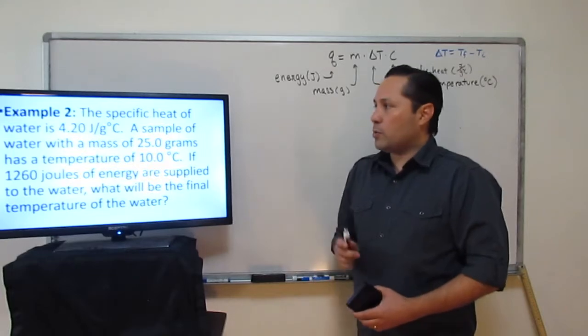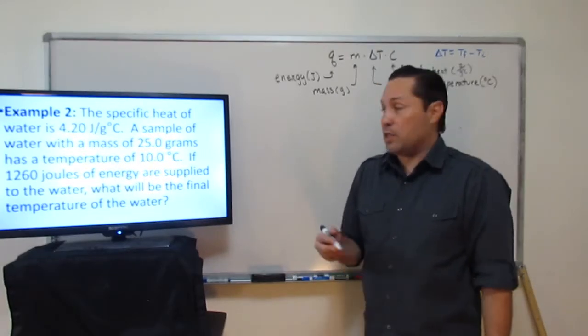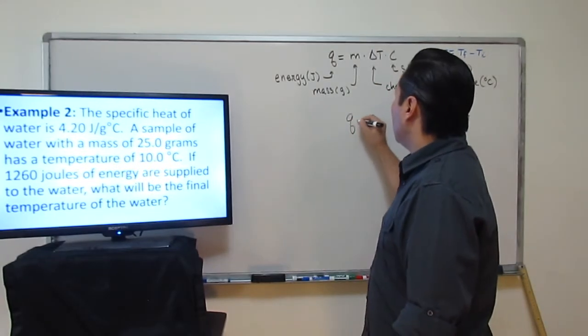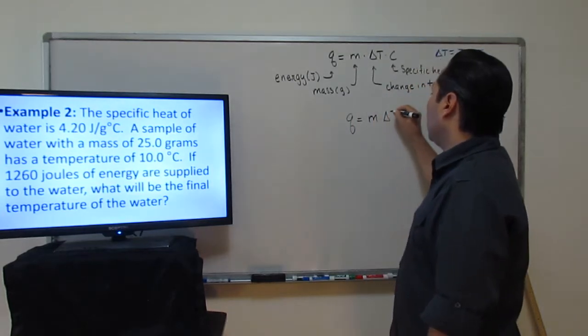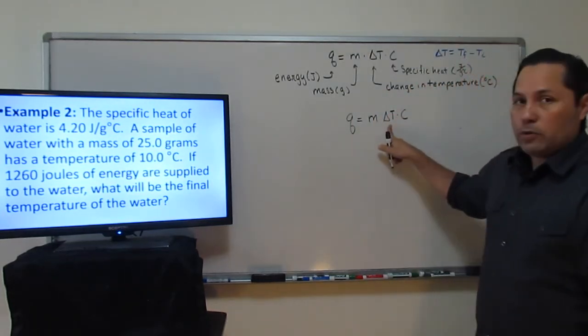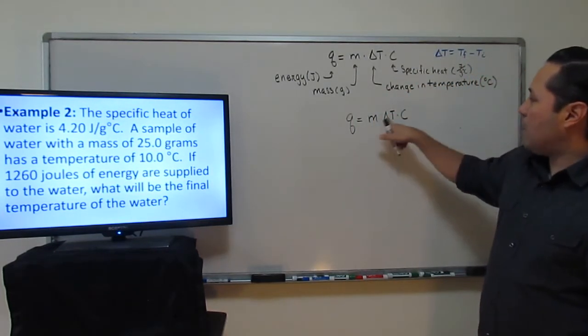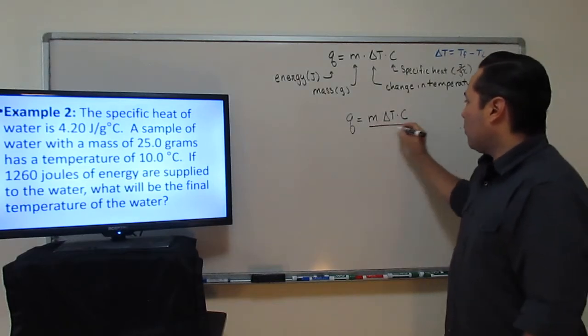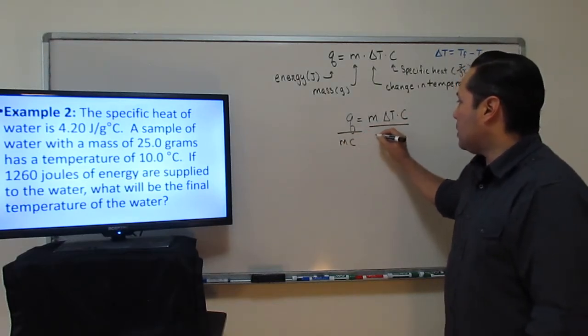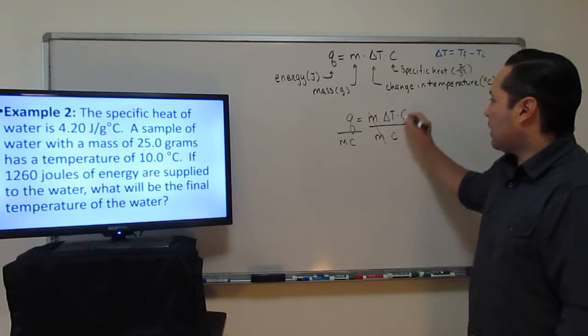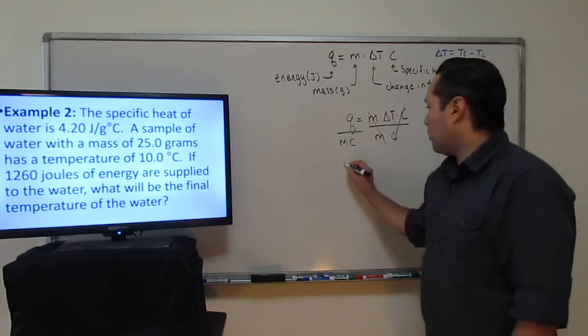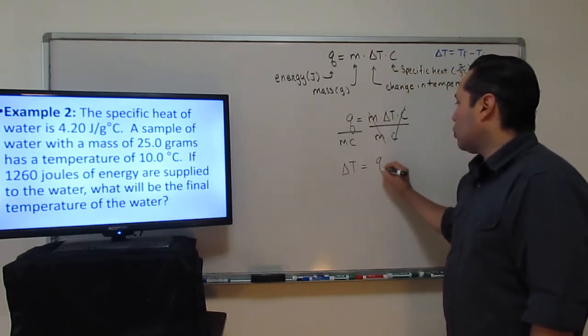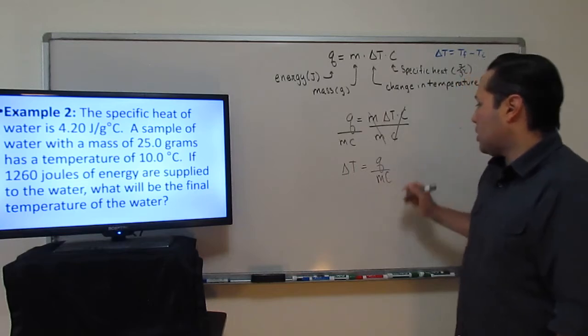Alright, so our first job is going to be to isolate the change in temperature, since we're going to need that to solve for the final temperature. I have an m and a c right here, so I'm going to divide both sides by m c, and that will cancel it out, giving me the following formula: delta T is equal to Q over mc.